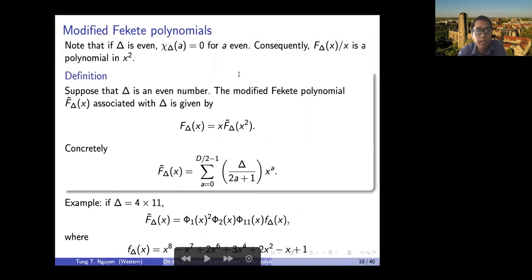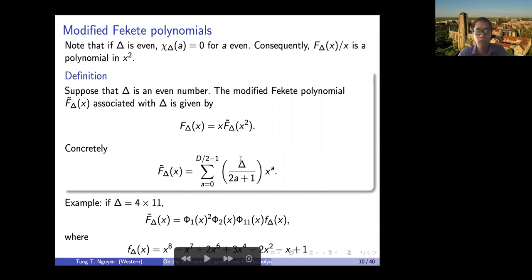So what we observe here is that if chi is even, then chi of delta equals 0. As a consequence, the polynomial f delta over x is a polynomial in x squared. So in other words, it can contain redundant information. So we make the following modification. We define the modified Fekete polynomial to be a polynomial in x squared. Concretely, it's given by this formula here: the sum from a from 0 to d over 2 minus 1, where you only take into account the odd numbers, delta over 2a plus 1.